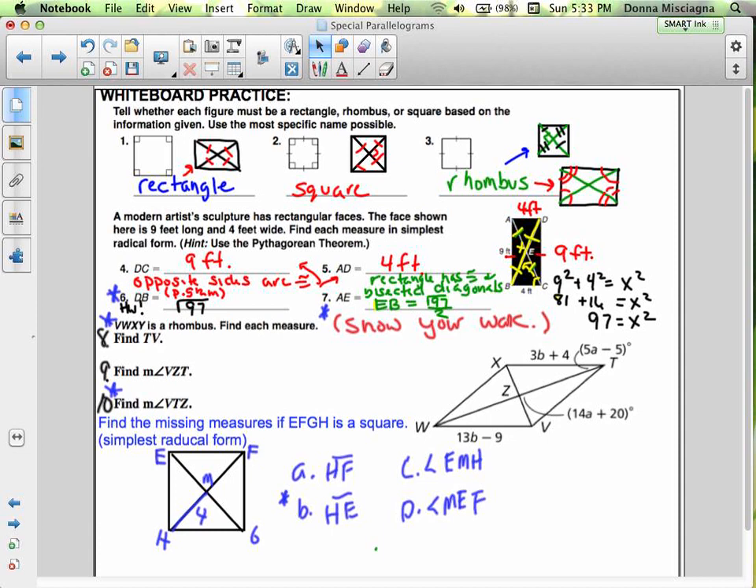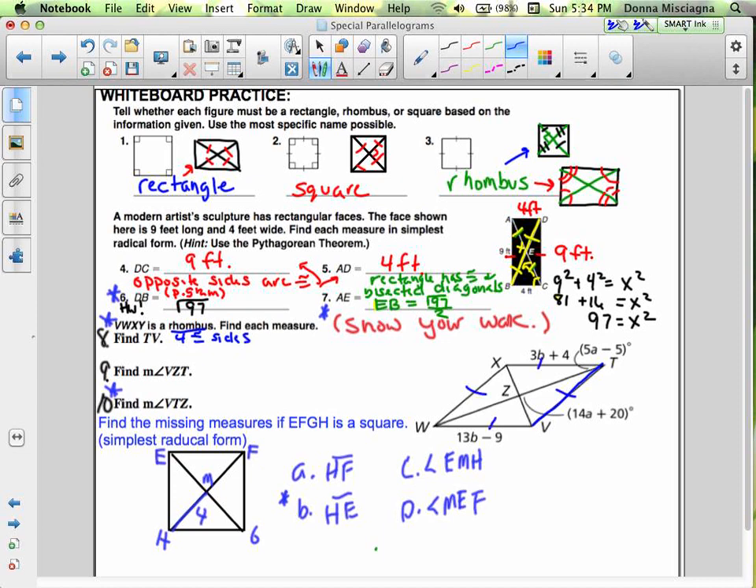VWXY is a rhombus. Find each measure. All right, so that's in that diagram over there. So, TV, we want to find TV, and that's this length here. Well, we don't have anything marked there, but that's okay. This is a rhombus. We know a rhombus has 4 congruent sides. So every one of these is the exact same measure.